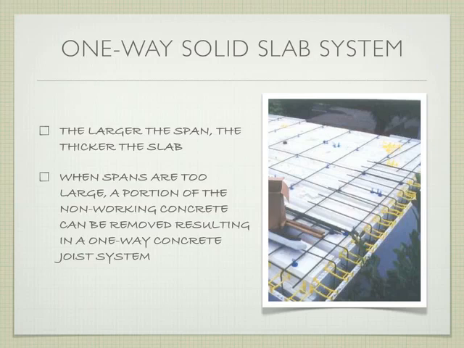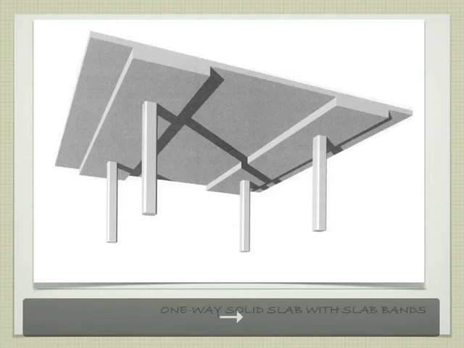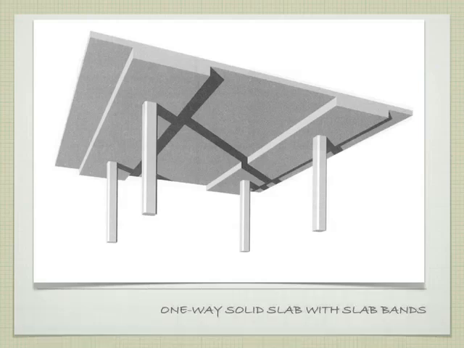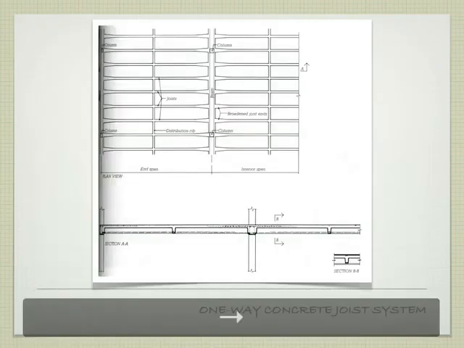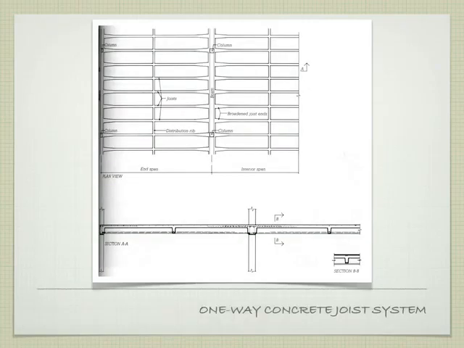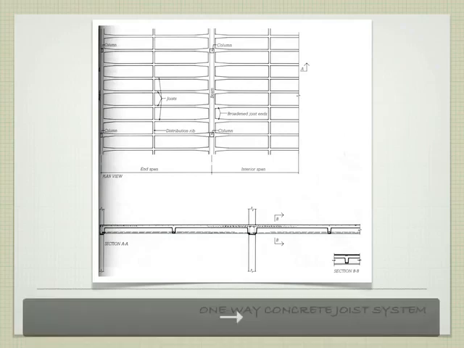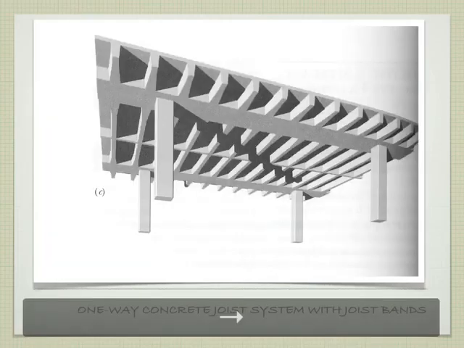We can actually remove some of the non-working concrete and create a one-way concrete joist system, which will make more sense in a second. So before we get to the joist system, we can put these slab bands on top of the parallel lines of support, which is basically widening it up. But again, this is still adding weight. But we can get into this, which I'm going to jump ahead and show you the 3D model because I think it's a little bit clearer to see.